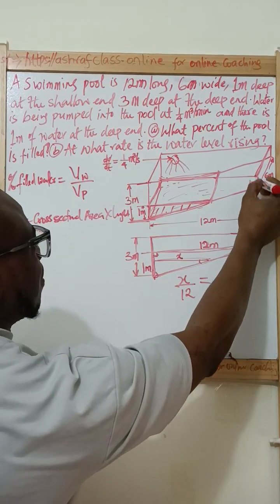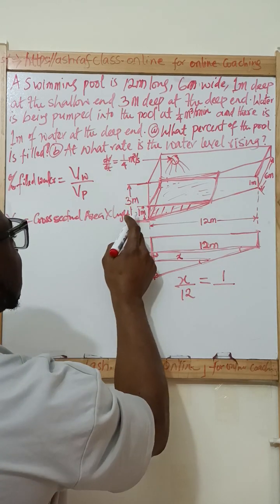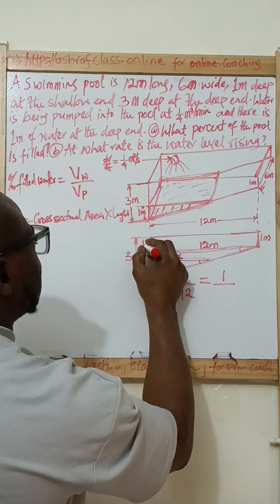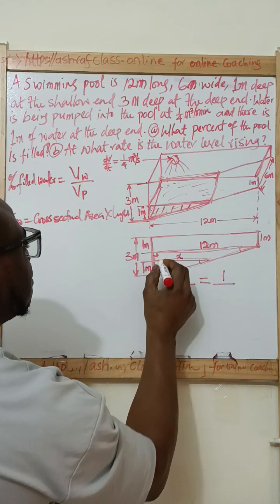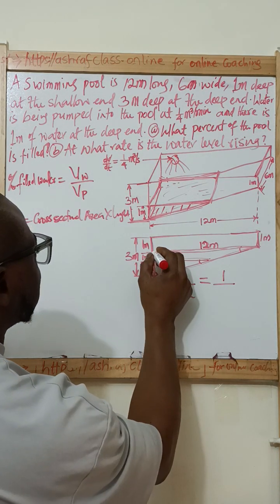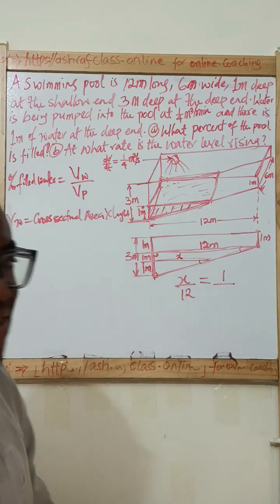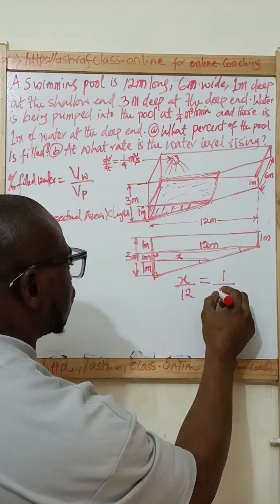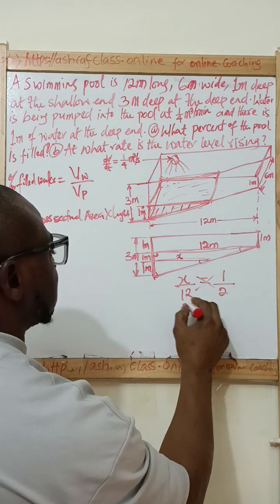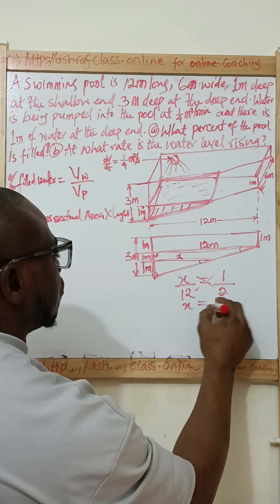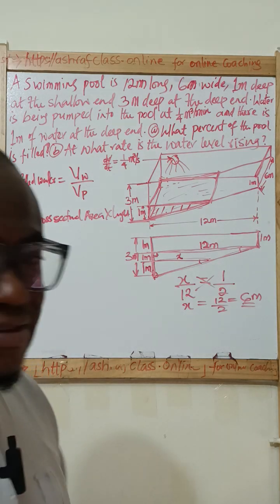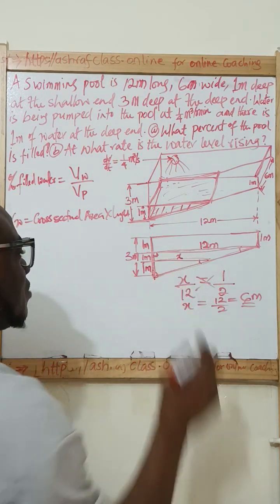We are told that this is 1 meter, and the entire length is 3 meter. If this is 1 meter, this is 1 meter, so from here to here is also 1 meter. Which means this particular length from here to here is 2 meter. So if we do cross multiplication, x will become 12 over 2, and that will be 6 meter. That is how we determine x. So we get x to be 6 meter.